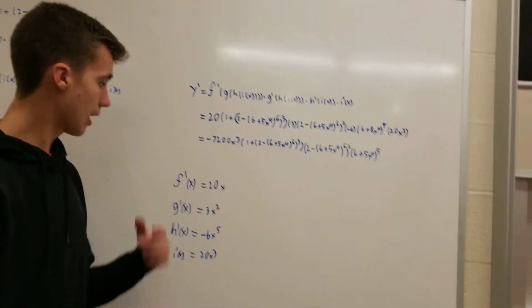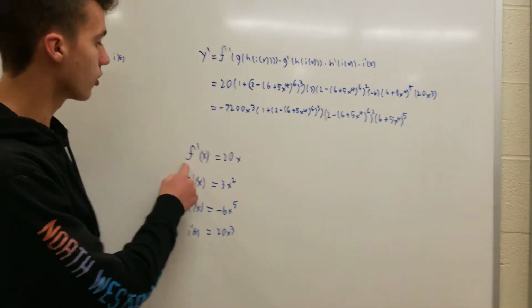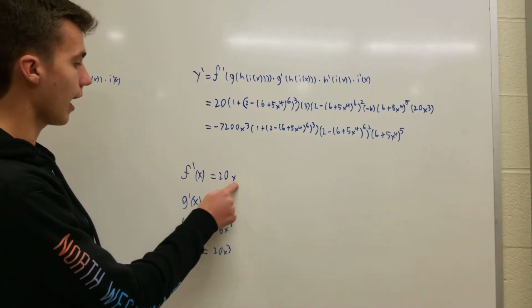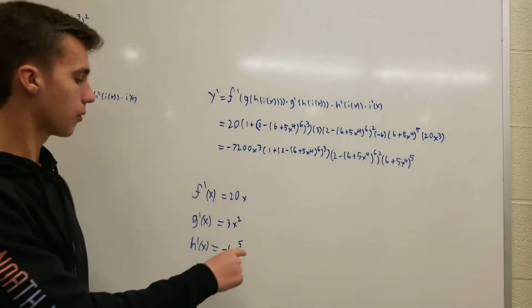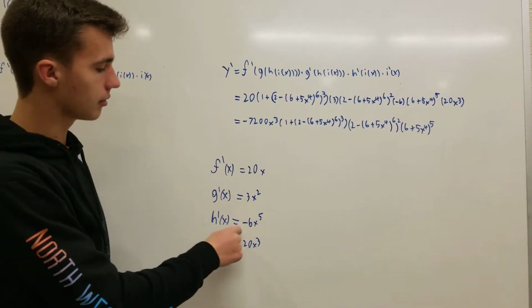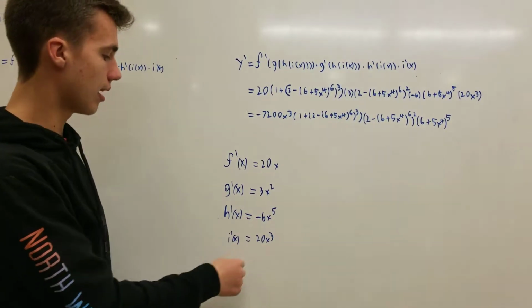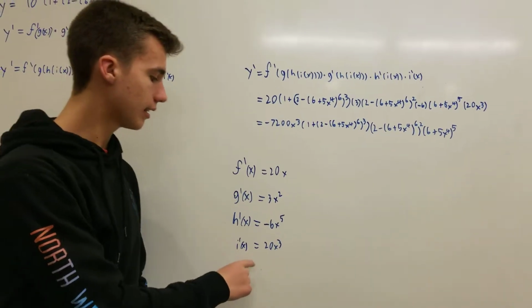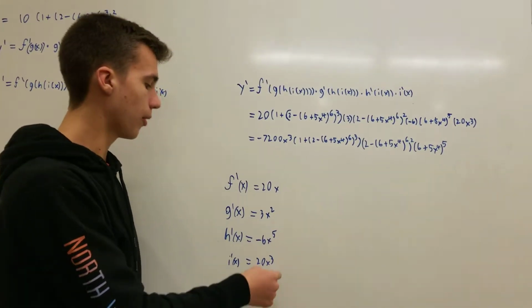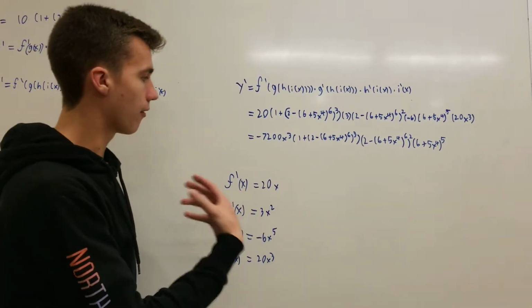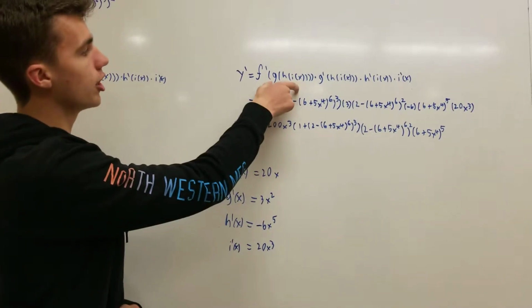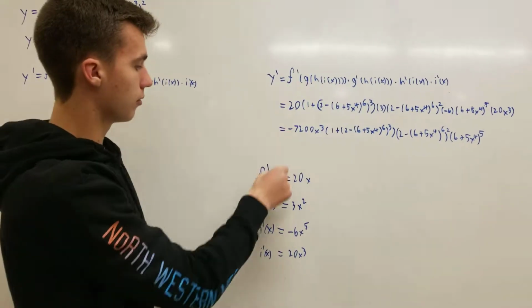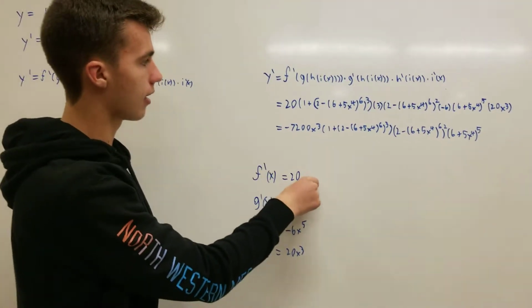So, when we actually get it, f prime of x would be 20x, g prime of x is 3x squared, h prime of x equals negative 6x to the power of 5, and i prime of x equals 20x cubed, with x being whatever function is within, so the g of h of i of x would fit into that x spot right there.